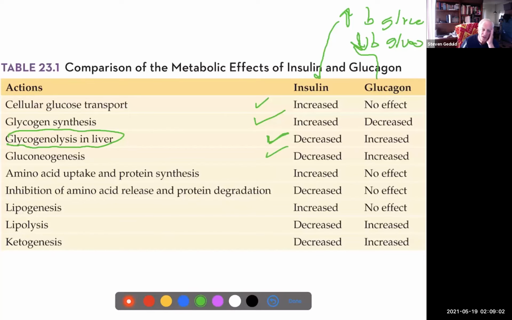Okay, so amino acid uptake and protein synthesis is increased by insulin, with no effect by glucagon. Inhibition of amino acid release and protein degradation is increased by insulin, with no effect by glucagon, because you're increasing amino acid uptake, so you're not going to inhibit the amino acid release. Lipogenesis is increased by insulin. Breakdown of lipids to store energy has no effect on glycogen.